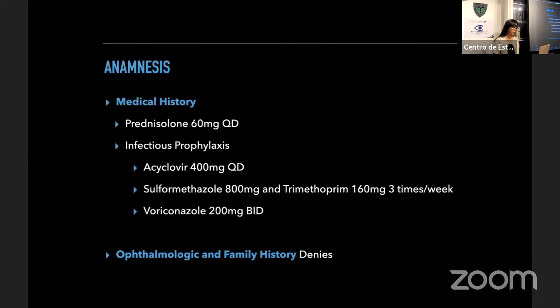And he was taking prednisolone 60 milligrams once daily. He was also taking infectious prophylaxis such as acyclovir, sulfamethoxazole, trimethoprim, and voriconazole. And he denied any ophthalmologic or family history.